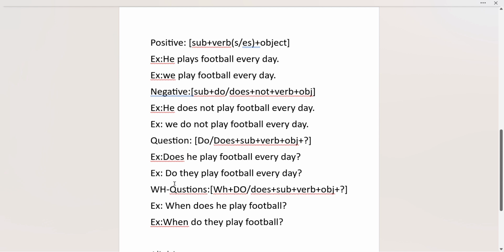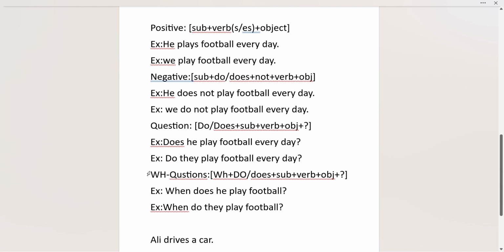For example, we have another example here: Do they play football every day? When we use it for plural people, it is do. We just take off the s from here because it's a plural person. So we use do for plural people. So these were the examples.